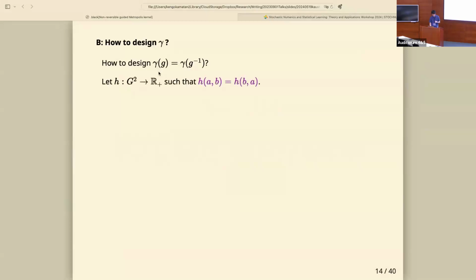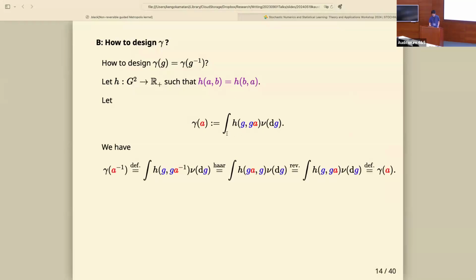We want to do it by using, say, a reversible function. Reversible because A and B can be exchanged. By using this reversible function, which is actually related to a reversible kernel, gamma can be defined as a mixture of H and nu. And if we define it like this, gamma has symmetricity. It's easy but long, so I skip what's going on. But anyway, gamma is symmetric.